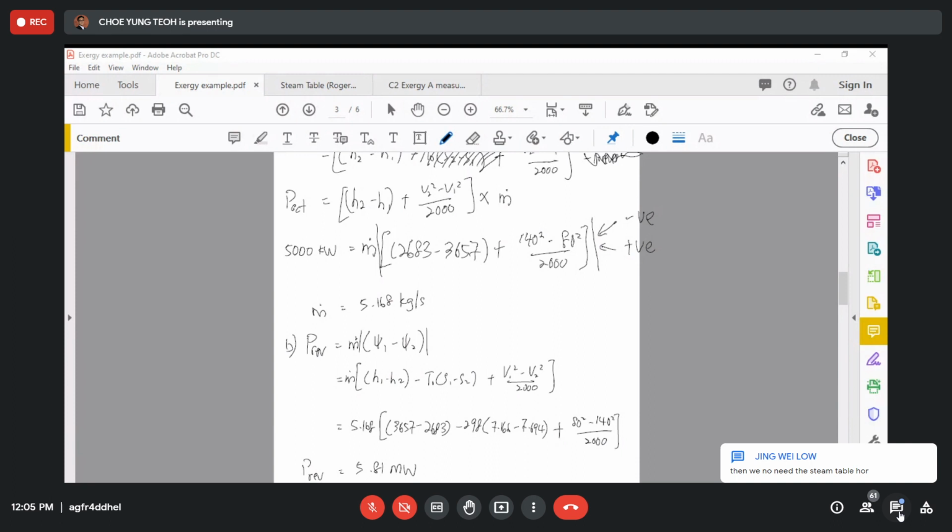Yes, Jingwei, you no need to prepare the steam table for your exam, but just need to understand the concept of exergy. But of course, if you practice the calculation, I think it will help a lot in your understanding of exergy. Okay, let's continue.